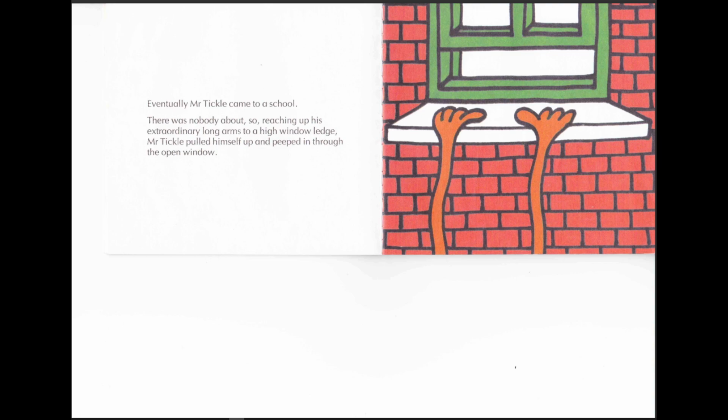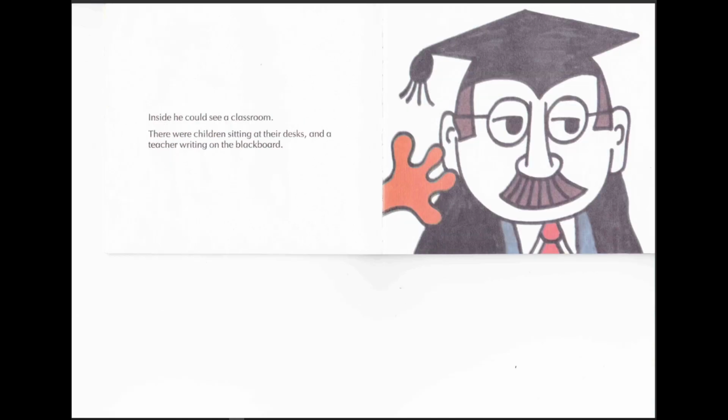Eventually, Mr. Tickle came to a school. There was nobody about, so reaching up his extraordinary long arms to a high window ledge, Mr. Tickle pulled himself up and peeped in through the open window. Inside, he could see a classroom. There were children sitting at their desks and a teacher writing on the blackboard.